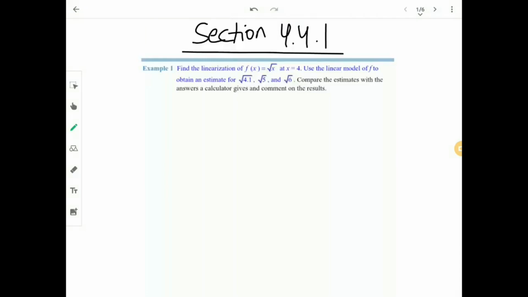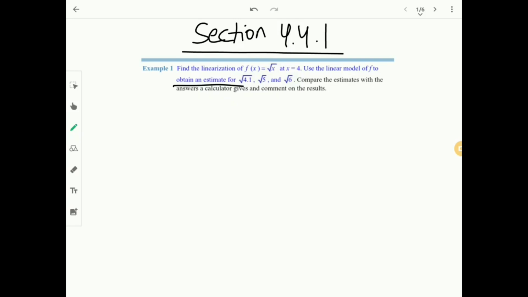Okay guys, let's start section 4.4.1. This section deals with linearizations. We use the linear model of a function to obtain estimates, as we can see, obtain an estimate for given values. And this section deals with getting the equation of the tangent line and finding estimates for certain values.